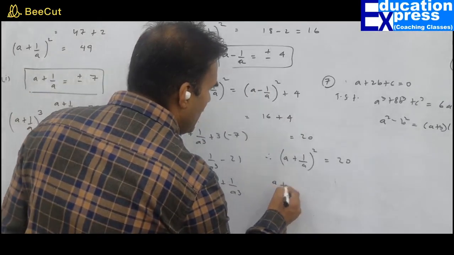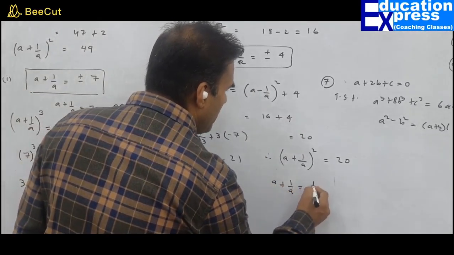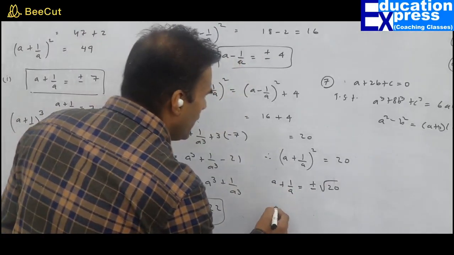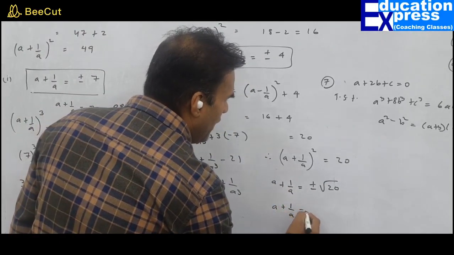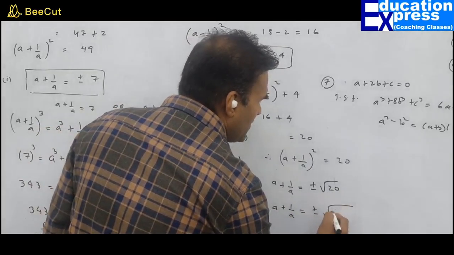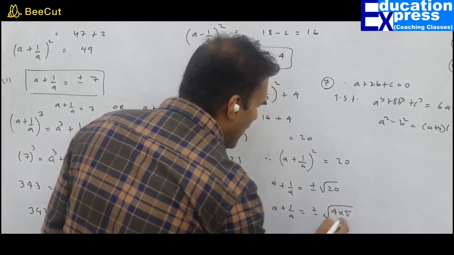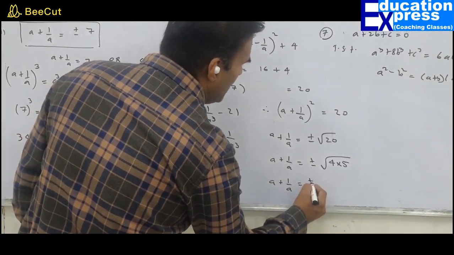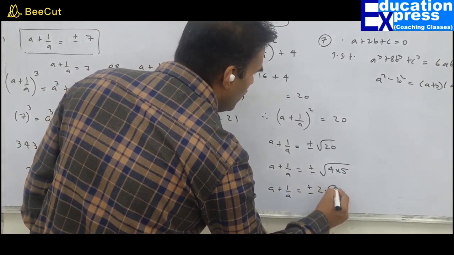So a plus 1 upon a becomes plus or minus square root of 20. That's not enough. Root 20 can be written as root of 4 into 5. Therefore, a plus 1 upon a would be plus minus 2 root 5.